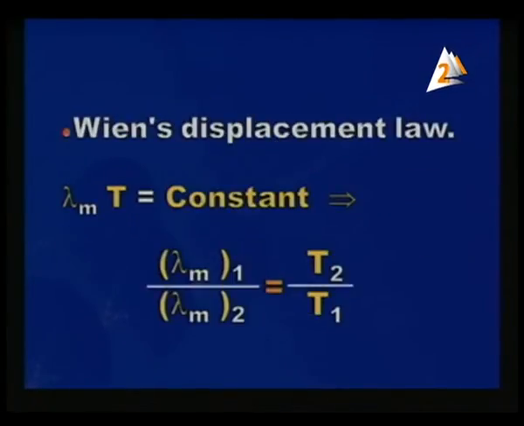We want you to give the expression of the relation of Wien's displacement law. Wien's displacement law: the product of lambda maximum and absolute temperature is equal to a constant. So we can say lambda maximum 1 over lambda maximum 2 is equal to absolute temperature 2 over the first absolute temperature, T2 over T1.